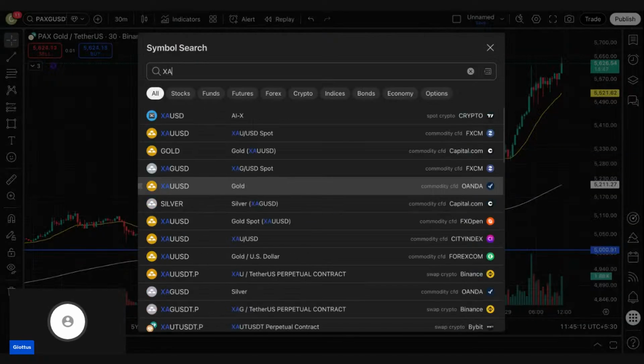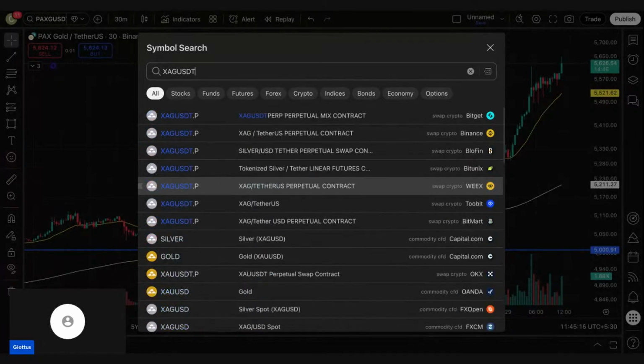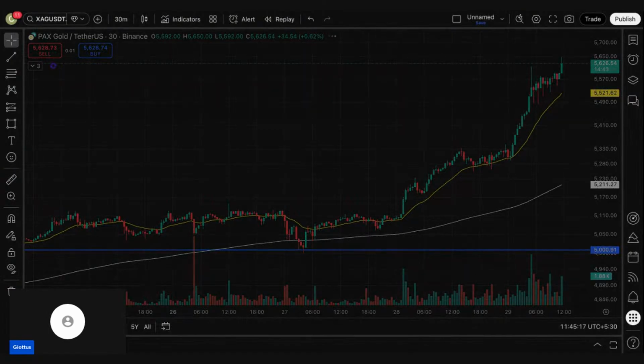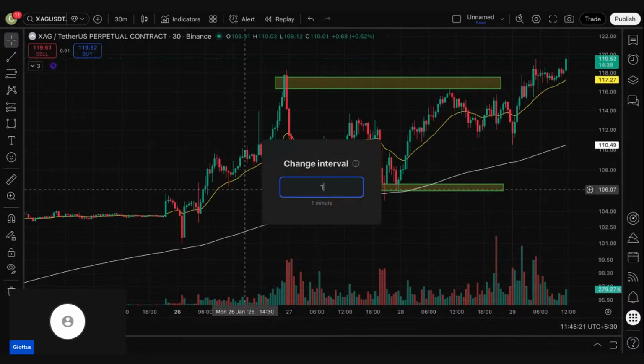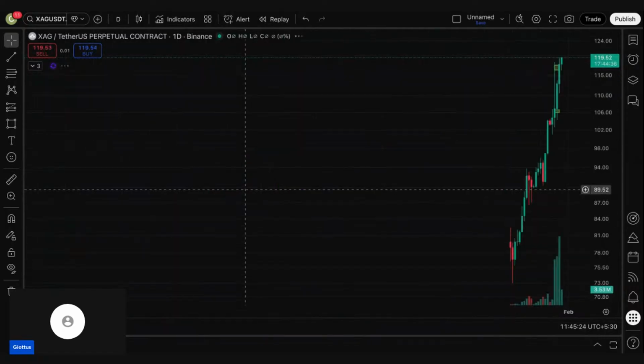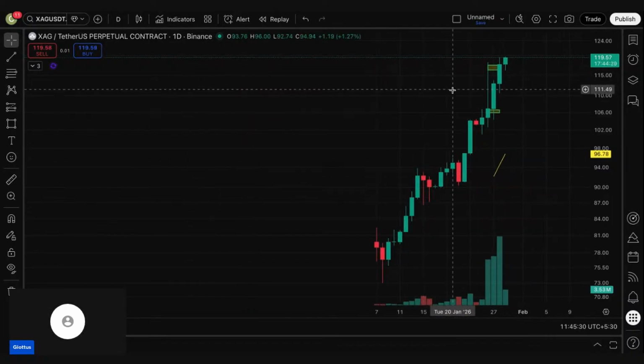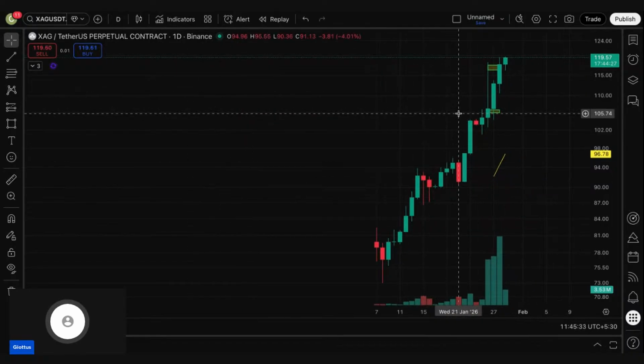Even silver is not falling behind, guys. I mean, just have a look. Same price action on silver. Same. Today it is at 119. Just 3 or 4 days back, it was at $100. So 20% in 3 days. Just imagine what's happening in the entire market.